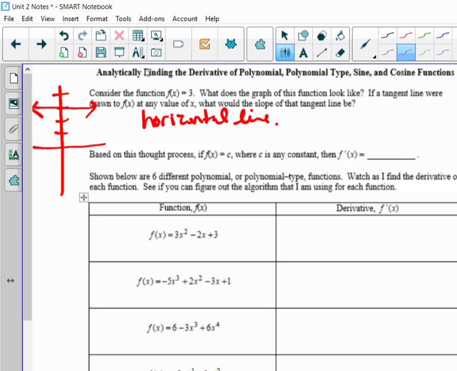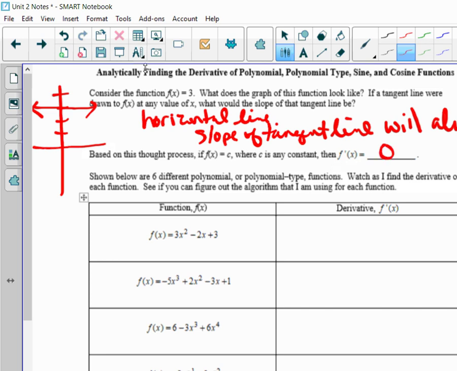So if a tangent line were drawn to that, what would the slope of that tangent line always be? Well, the slope of that line is always 0, right? So the slope of the tangent line will always be 0. Based on thinking about constant functions, any constant function, horizontal line, the derivative, the slope, is always going to be 0. And you could prove it with the definition, but I hope you trust me on that.